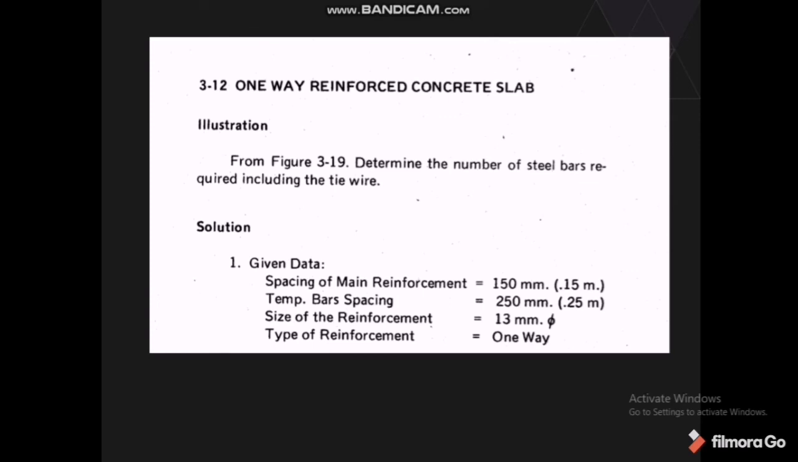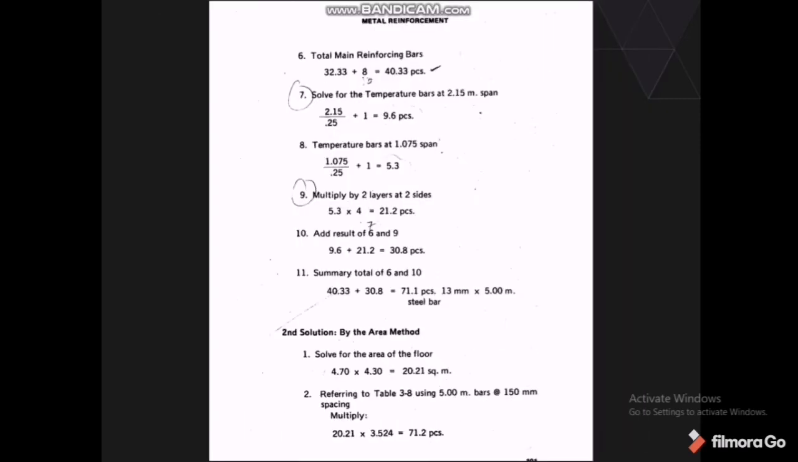0.25 is the temperature bar spacing. Plus 1, that is 9.6 pieces. Temperature bars at 1.075 span, and that is 5.3. Multiply by 2 layers at 2 sides, that is 5.3 times 4, and that is 21.2 pieces. And result of 6 and 9, that is 9.6 plus 21.2, that is 30.8 pieces.